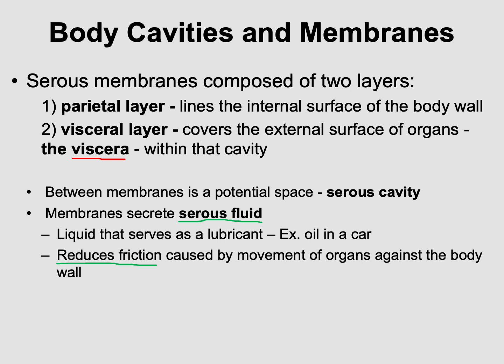So it's quite interesting. And if there weren't these layers and this fluid, then as I mentioned earlier, a whole lot of problems would be caused. The viscera would get damaged a lot faster, and we'd have a lot of problems and bleeding. So the goal of the serous fluid is to reduce friction caused by the movement of these organs.